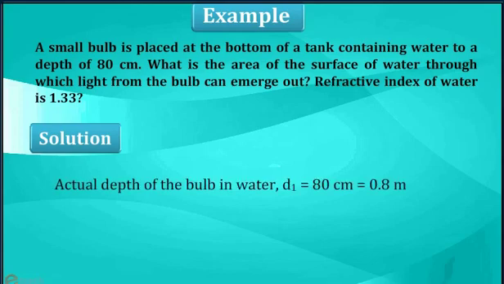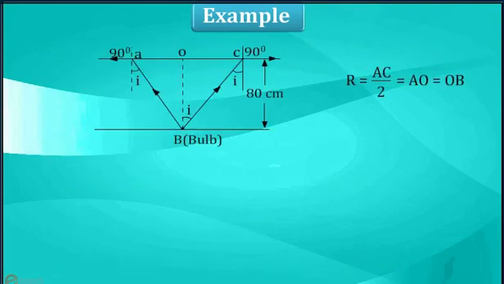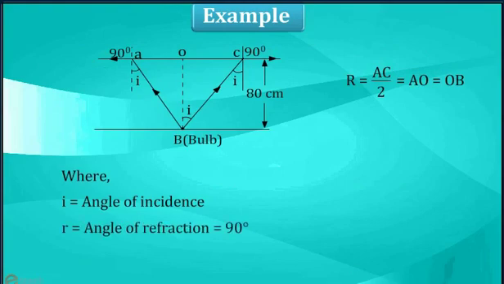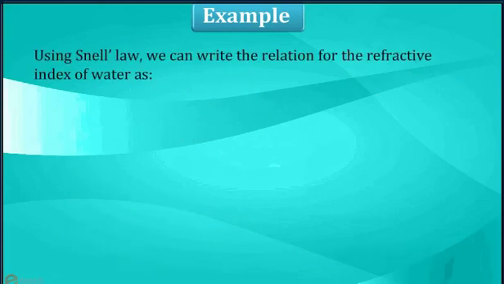Actual depth of the bulb in water equals 80 centimeter, which equals 0.8 meter, and refractive index of water equals 1.33. The given situation is shown in the following figure. We have R is equal to AC by 2, which equals AO, which is also equal to OB. Here, I is the angle of incidence and R is the angle of refraction, which equals 90 degree. Since the bulb is a point source, the emergent light can be considered as a circle of radius OC.